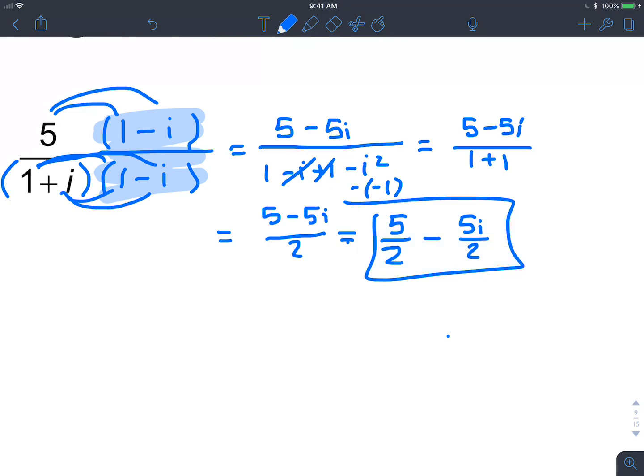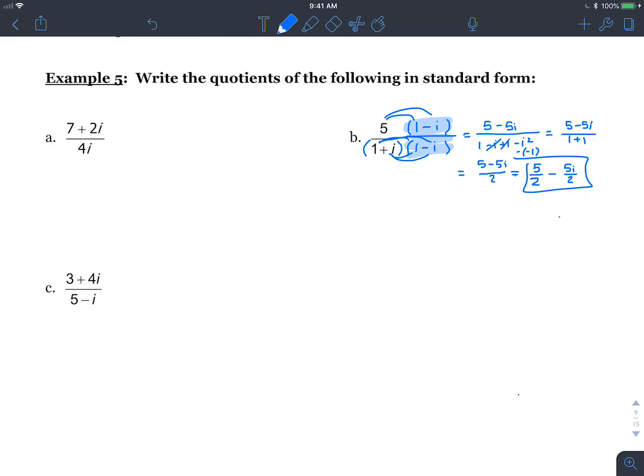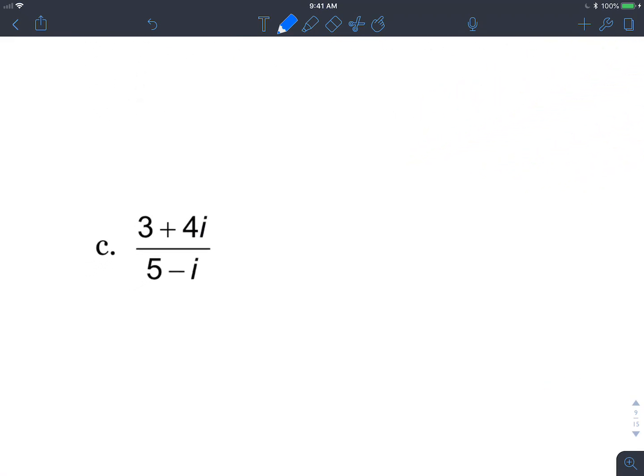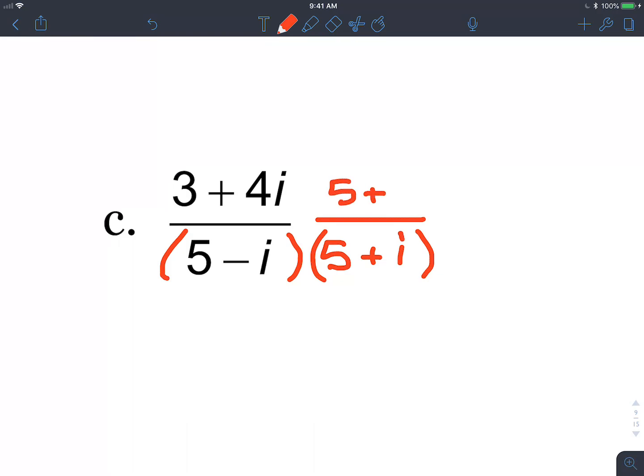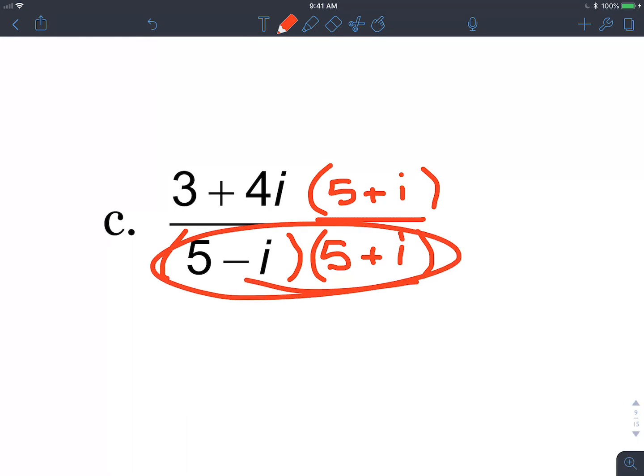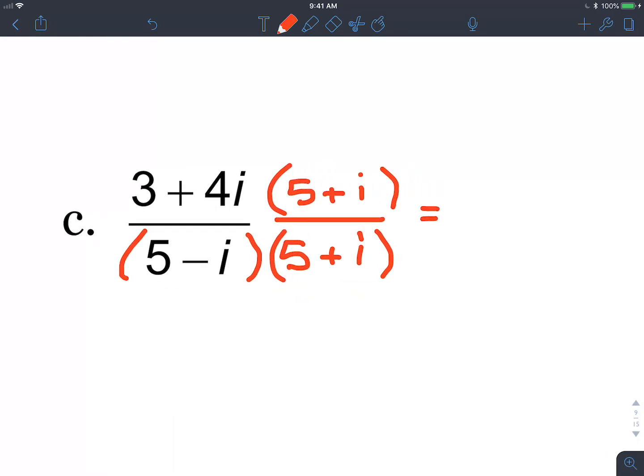So let's try out another one since it's kind of a little tricky there. So we'll do C. C is a little bit more advanced here just because you've got some i's in the numerator as well. But it should all work out good here. So you always multiply by the conjugate in the bottom, or in the denominator, of your fraction. So we'll go 5 plus i in the top and bottom here. Don't worry if anything doesn't cancel out in the numerator. We do not care if anything cancels out in the numerator. We want the things to cancel out in the denominator, which is what we're designing this to do.